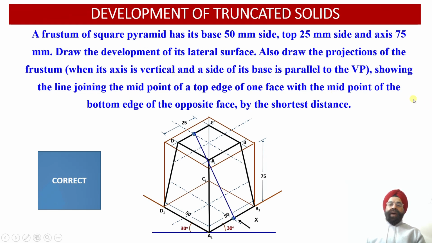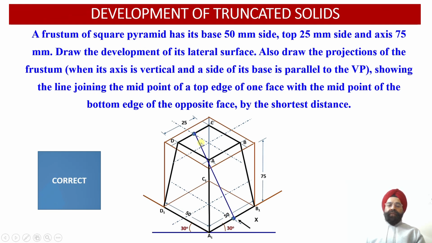Now we are required to obtain the development of the lateral surface of the frustum of the square pyramid, and we have to show on that development a straight line or a string which joins two opposite edges of this frustum. One edge will lie on the top face, and another edge will lie on the base. We are required to join the midpoint of one of the edges of the top face and the midpoint of the opposite edge of the base.